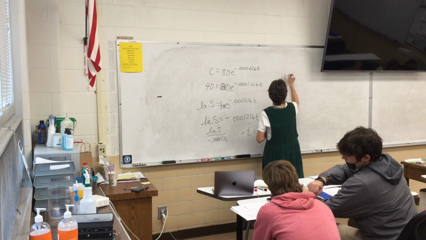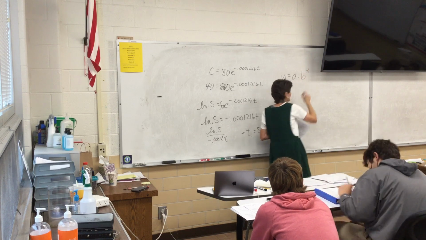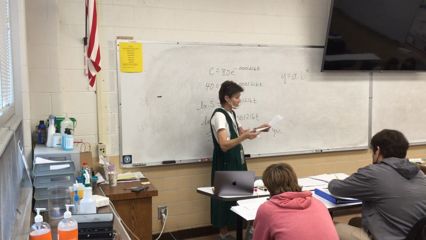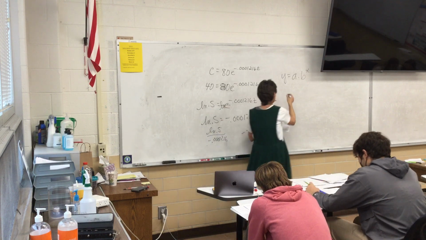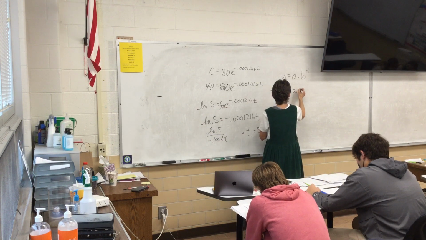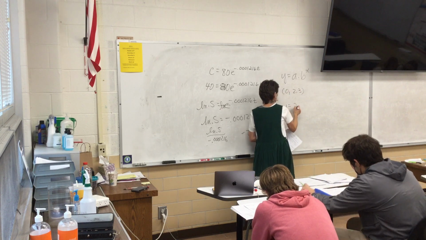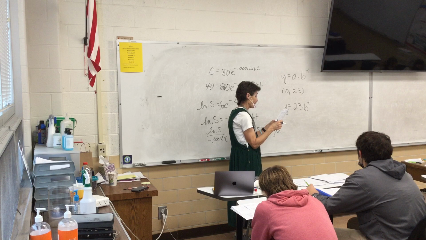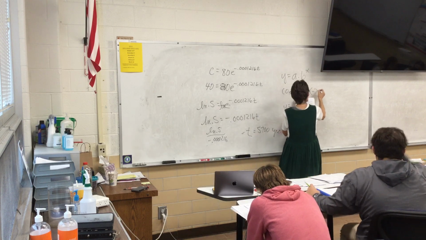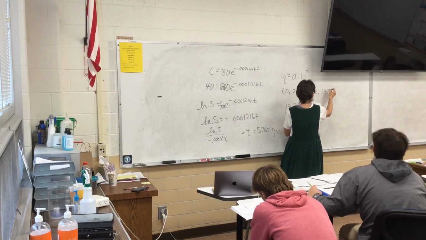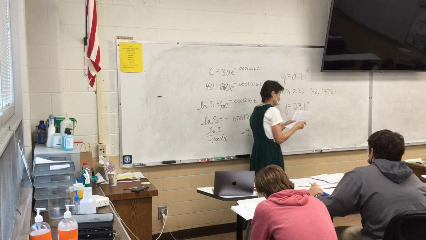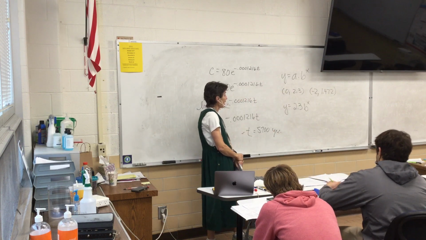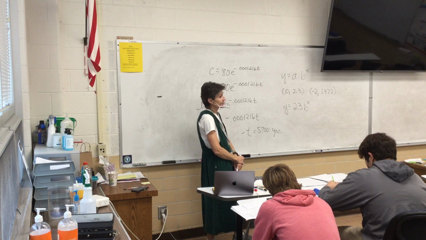Exponential function. So I'm shooting for a times b to the x. I've got to remember what I'm looking for. And I know that the initial value is 2.3. So I know my equation is going to be 2.3 something to the x. And I know that I have a point, negative 2, 1.472. Allie, are you with me so far? Yeah. Okay.